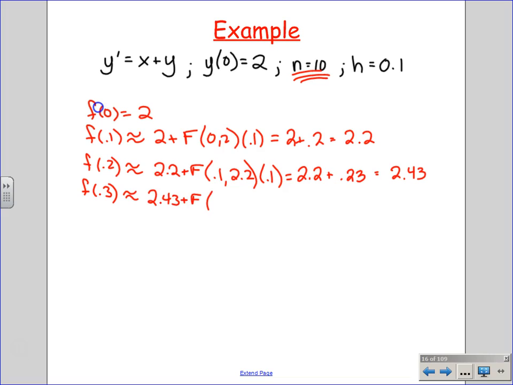Well, we have to do it somehow. Well, no, you did 2 plus f of 0, 2 times 0.1. Can you just put in the numbers of this one? Yeah, I'm just showing so that if you guys get off, or if I get off, we can find it.